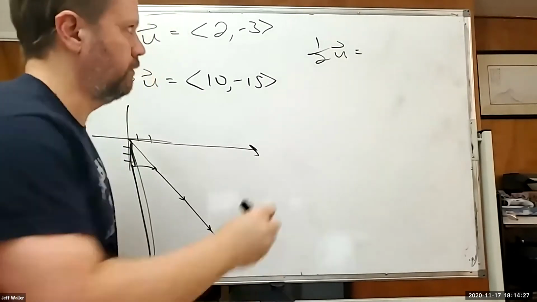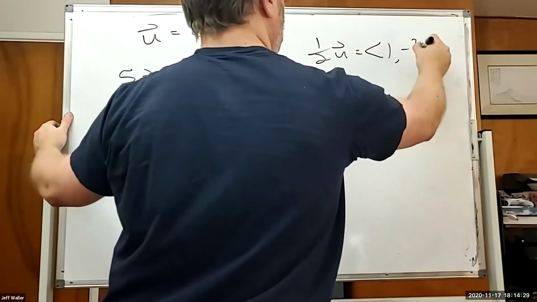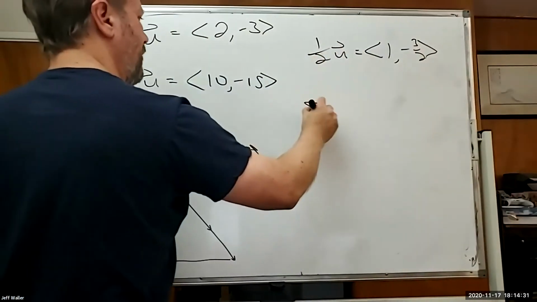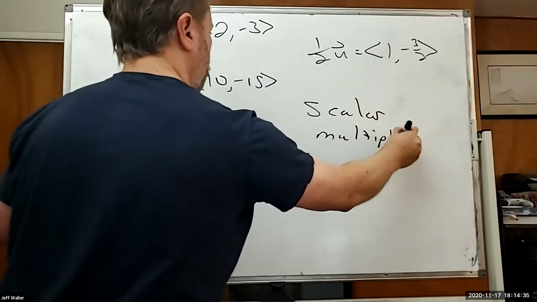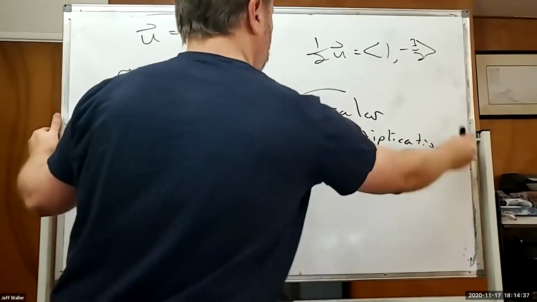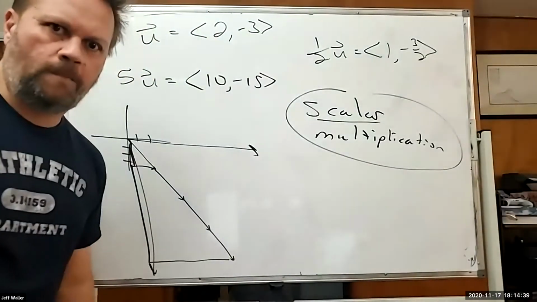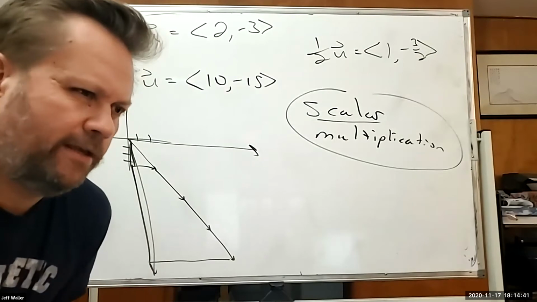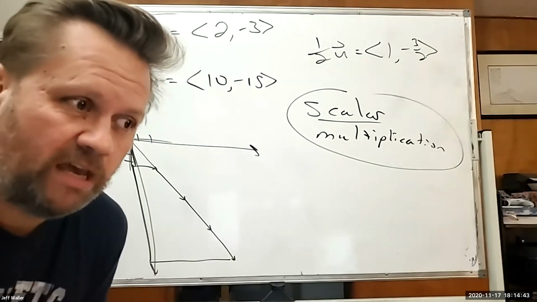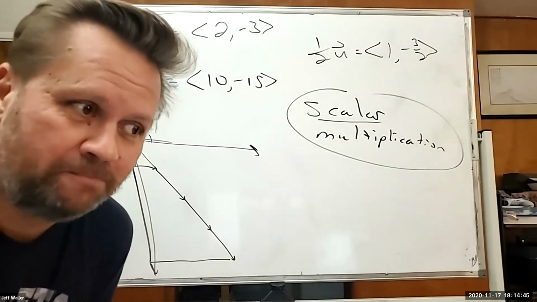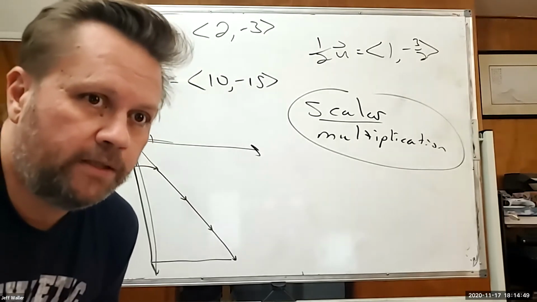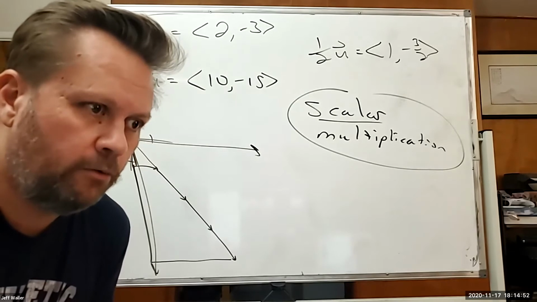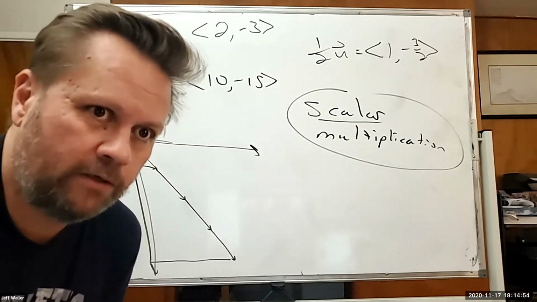One, -3/2. Okay. So none of that. This is called scalar multiplication. Has anybody ever heard the word scalar before? It sounds like some kind of medical term. But we use the word scalar when we introduce the idea of vectors.